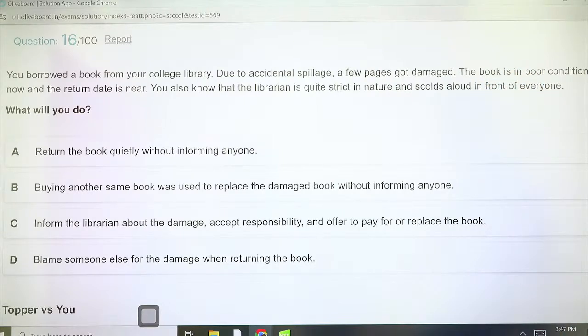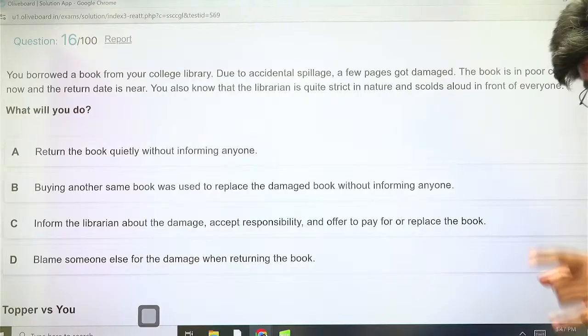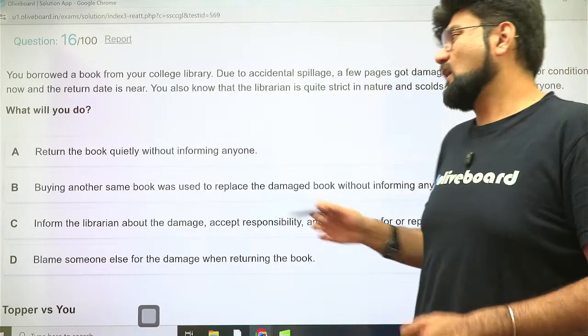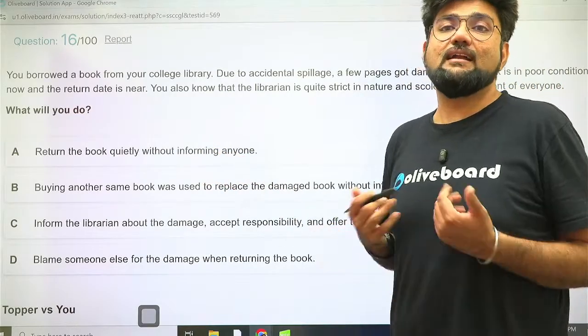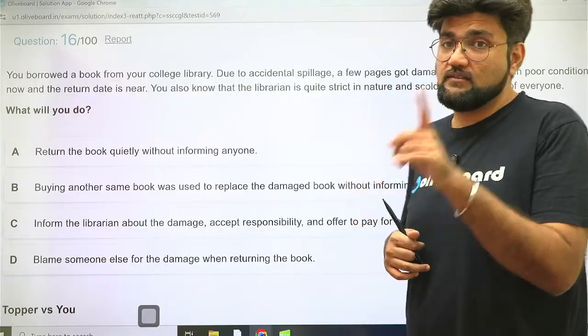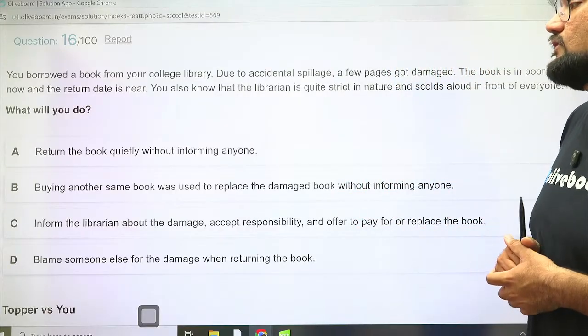Will you return the book quietly without informing anyone? No, that is never the most ethical thing to do. Buying another same book to replace the damaged book without informing anyone, still not the correct thing to do. Without informing anyone, doing something silently, something negative to hide your acts is the most immoral thing you can do.